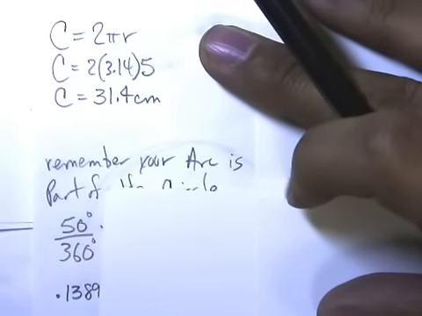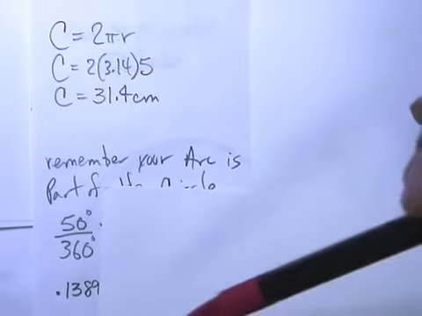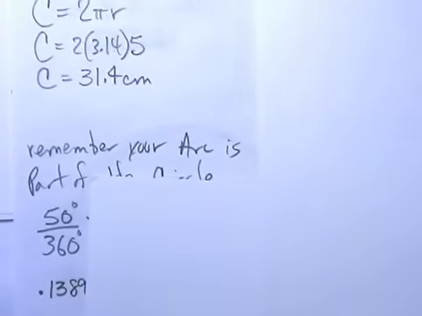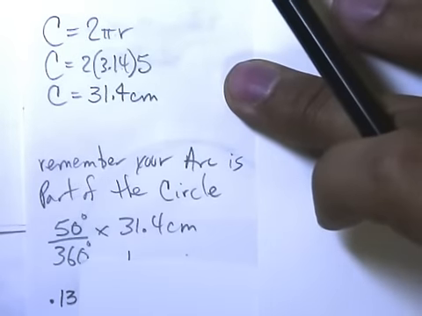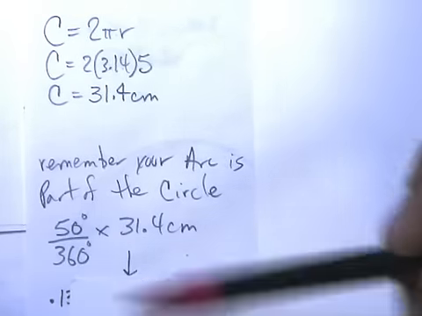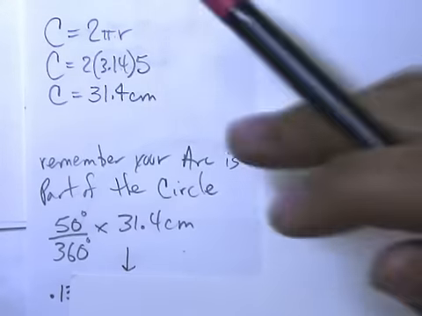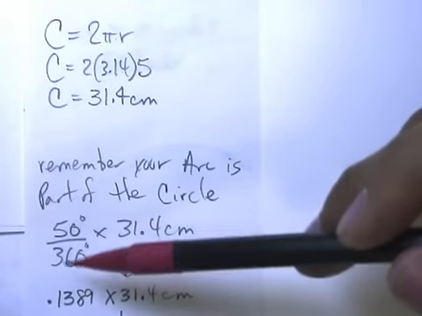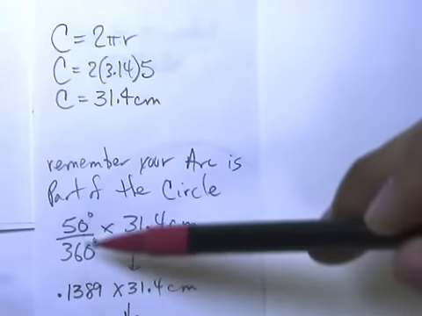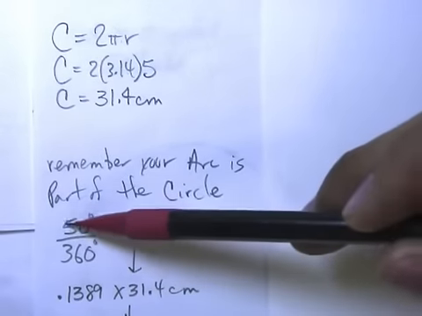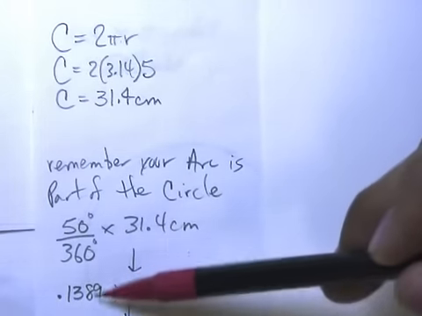But you want to remember that your arc is part of the circle. It's a ratio. So really, it's going to be 50 degrees out of how many? Out of 360. That's my ratio right there. But it's a ratio out of what? Well, it's a ratio out of my circumference. So it's going to be 50 out of 360 times the circumference.